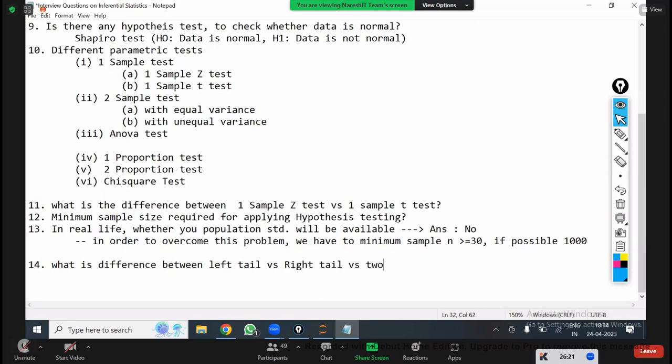The level at which you are accepting the null hypothesis. The error rate with which you are rejecting the null hypothesis is called the level of significance. The level with which you are accepting the null hypothesis is called confidence. For example, if you take it like this.